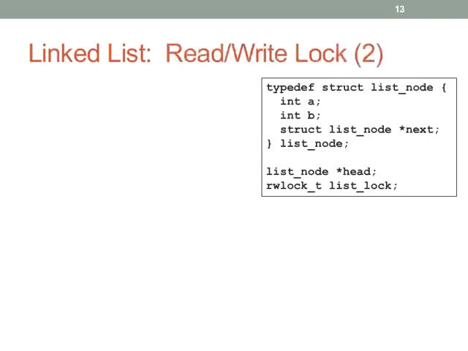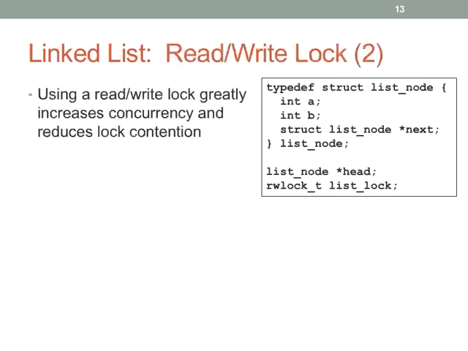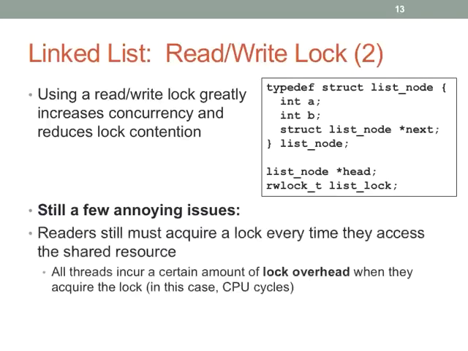Pretty straightforward. And you can see that we're basically reducing lock contention. Readers don't have to wait nearly as long as they used to because now we allow multiple readers to overlap, especially since we know that we're going to have a lot of readers. And so you can see that, like I say here, we increase concurrency. So you can think of it, the more lock contention you have, the less concurrency you have. The more concurrency you have, the less lock contention you have. Okay? So a few annoying issues.